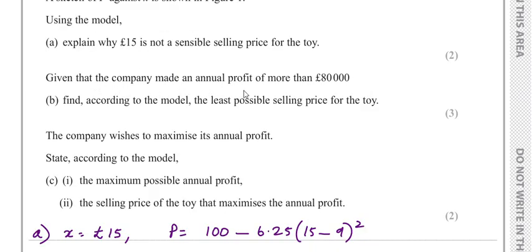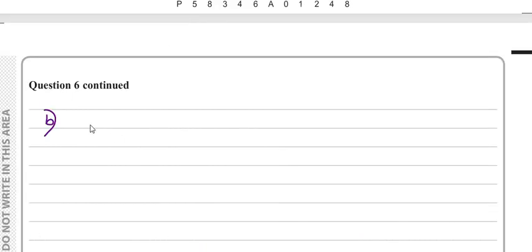Given that the company made an annual profit of more than £80,000, find, according to the model, the least possible selling price for the toy. So here what we need to write is 80. We should not write 80,000. 80 is equal to 100 minus 6.25 bracket x minus 9 whole square. So this is rewriting the model with profit equal to £80,000. So if we solve this, we will be finding out the value of x, which is what the question is asking.